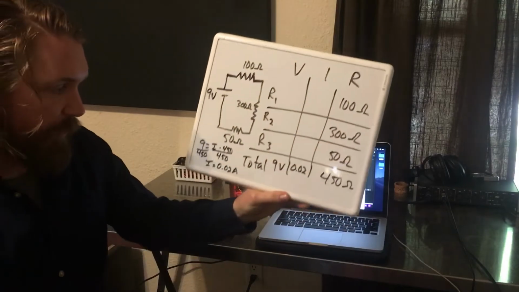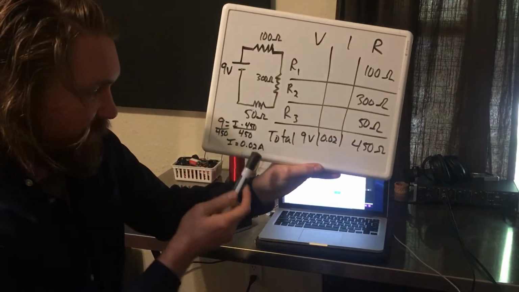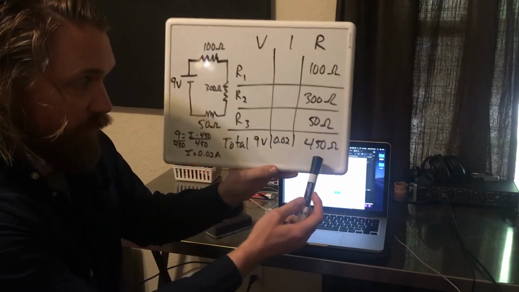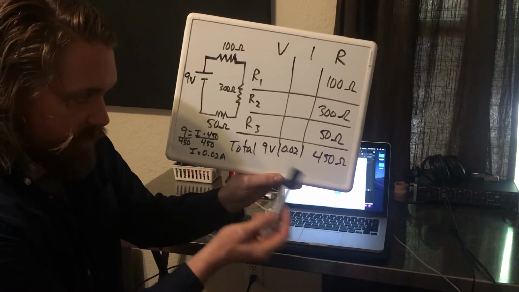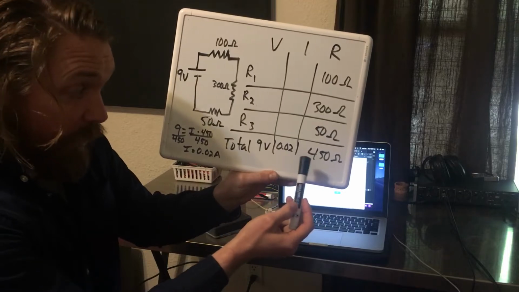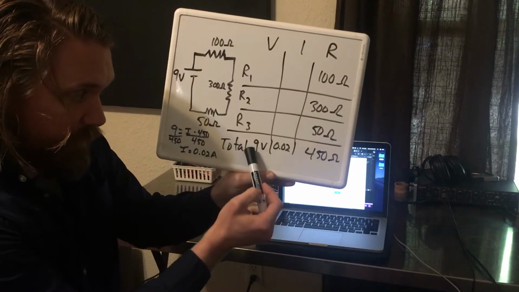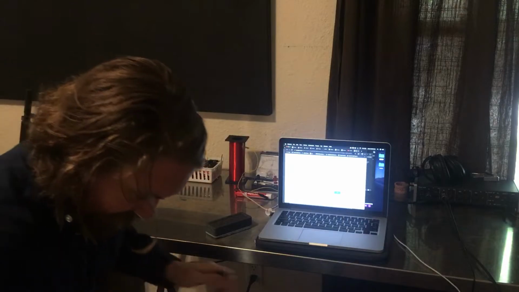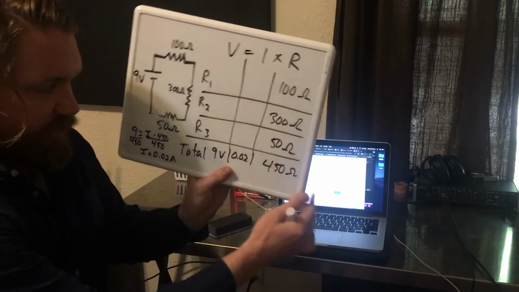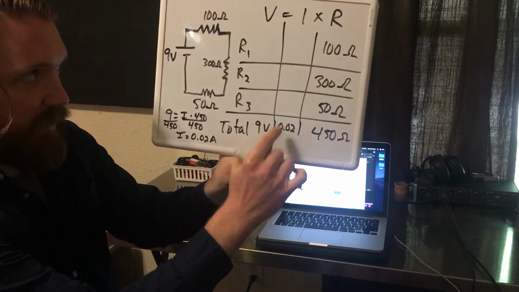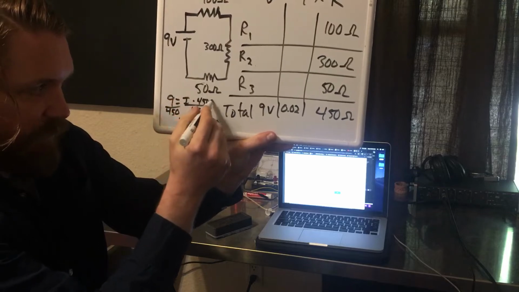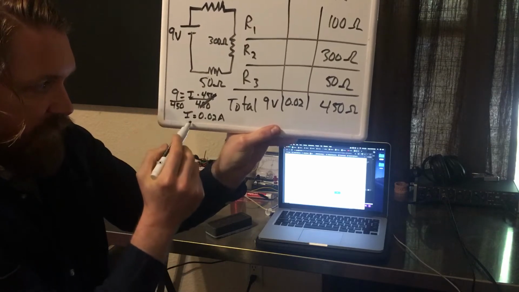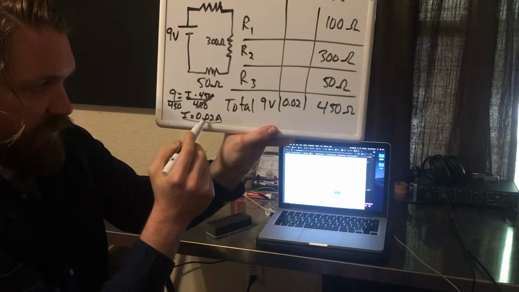All right, so here's where we were. We just found that we knew the total resistance was 450. We knew the total voltage was 9 volts. So we had to figure out what times 450 equals 9, right? Because we remember that voltage equals current times resistance. So over here, 9 equals I times the resistance, 450. We divided both sides by 450. And so 9 divided by 450 gives us our current, which is 0.02.